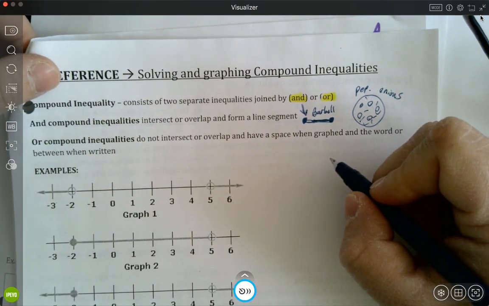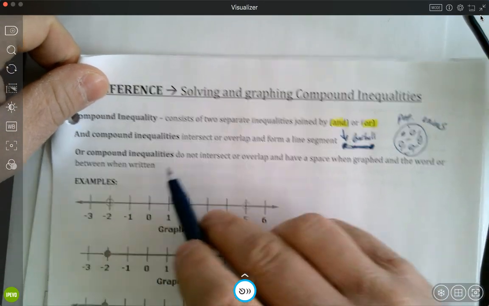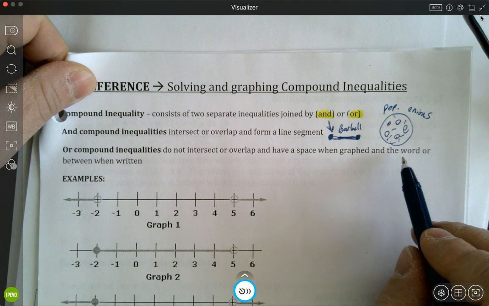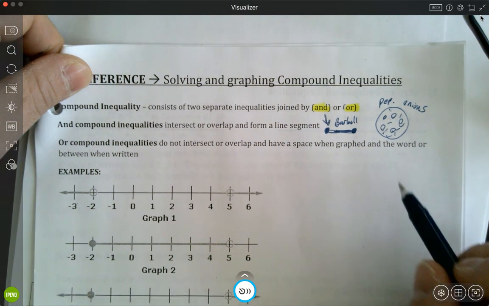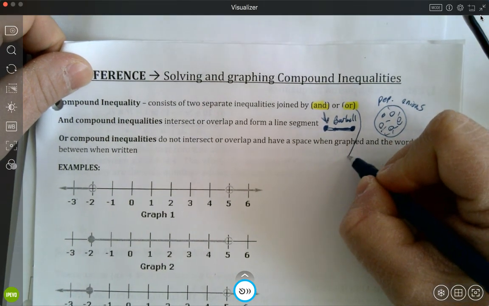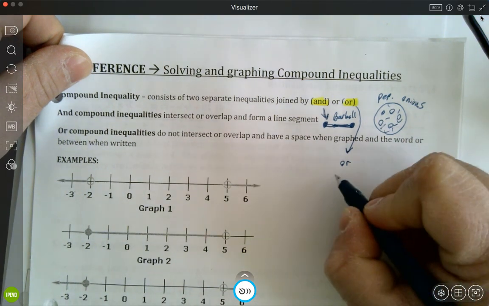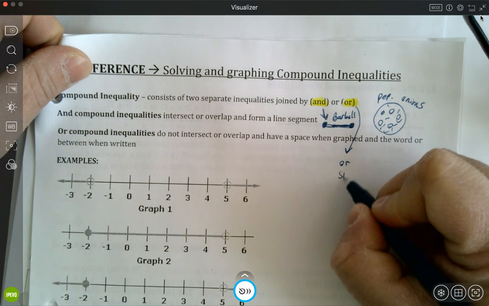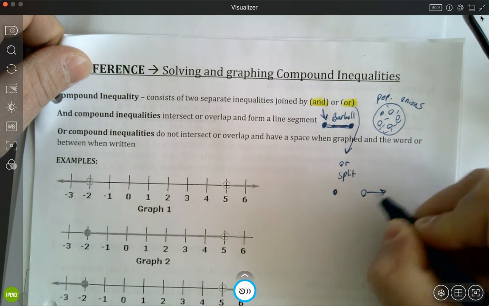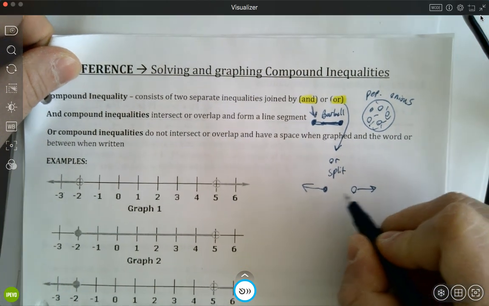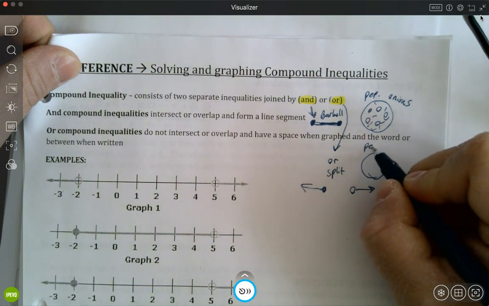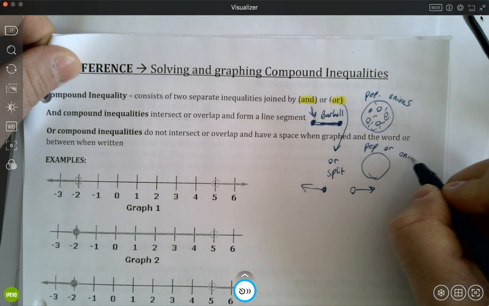For an or inequality, the inequalities do not intersect or overlap. They have a space when graphed and the word or written between them. So basically an or like this would give you what's called a split. You get something that looks like maybe this when you graph it, because they don't share anything in common.